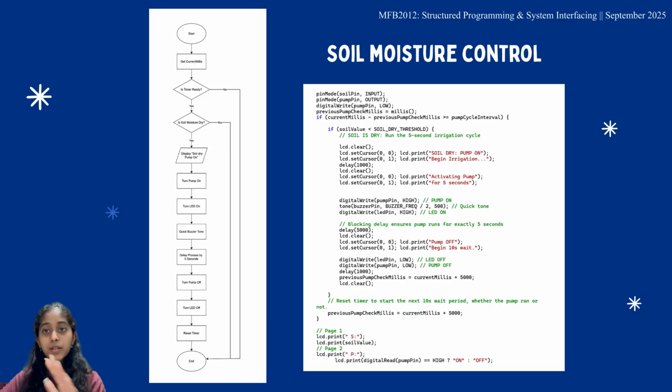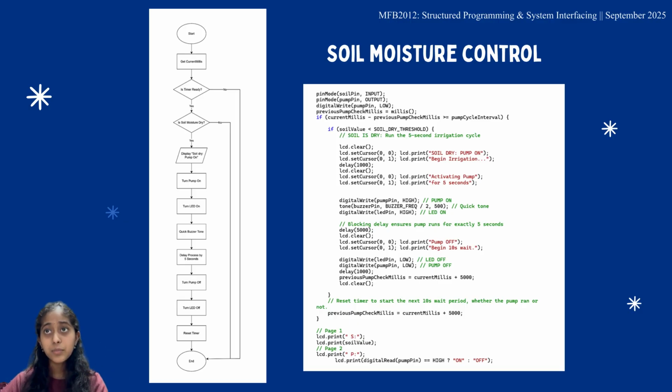And then the LCD clears back again, it's blank. Set cursor 0,0 goes back and writes activating pump. And then at 0,1, it would be printing for 5 seconds. And then we have the irrigation sequence that's going to happen. digitalWrite pump pin high means the pump is turned on. tone buzzer pin, buzzer frequency to 500 would make a very quick tone from the buzzer.